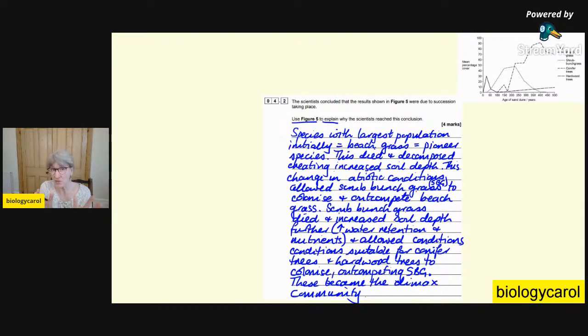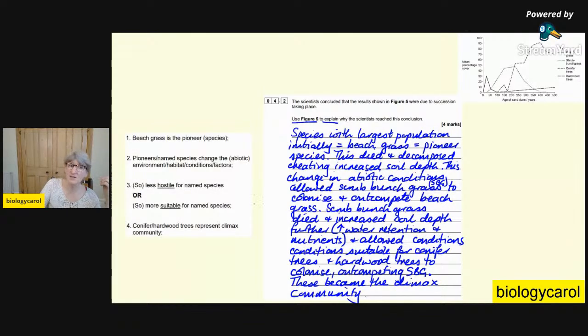Here am I thinking, I'm doing quite well. I'm using all my terms. Scrub bunch grass died and increased soil depth further. This increases, I risked using an up arrow for increased here. I was kind of thinking, oh crumbs, I'm on a time schedule. Yeah, I just risked this. This was extra. Increasing water retention and nutrients, and allowed conditions suitable for conifer trees and hardwood trees to colonize and outcompeting the scrub bunch grass. This became the climax community.